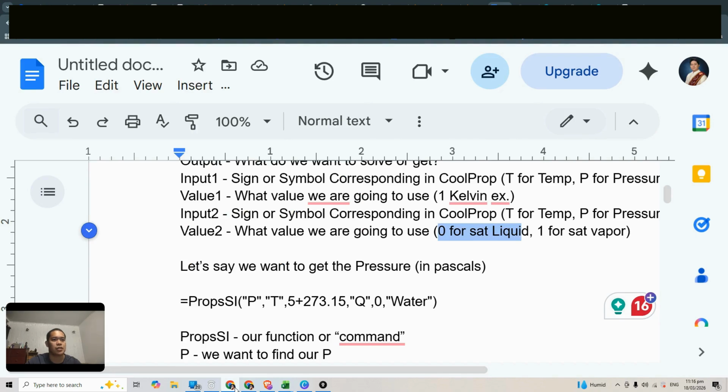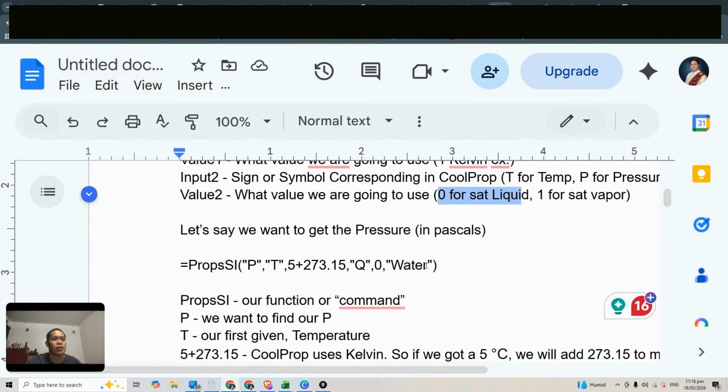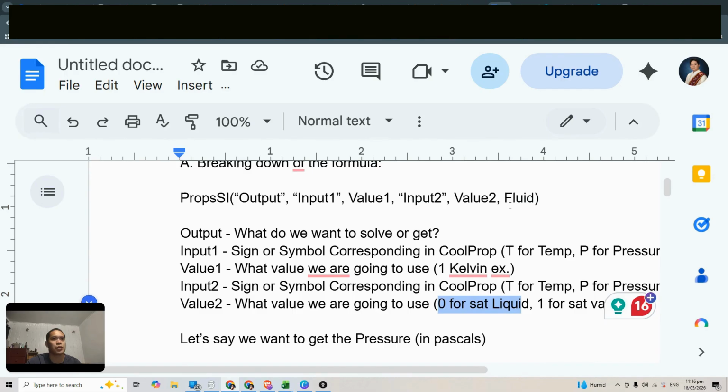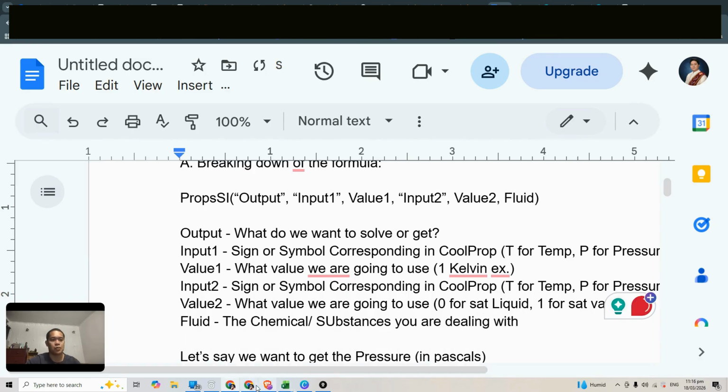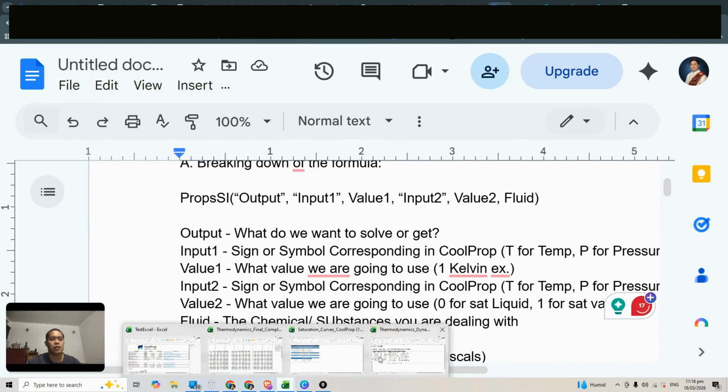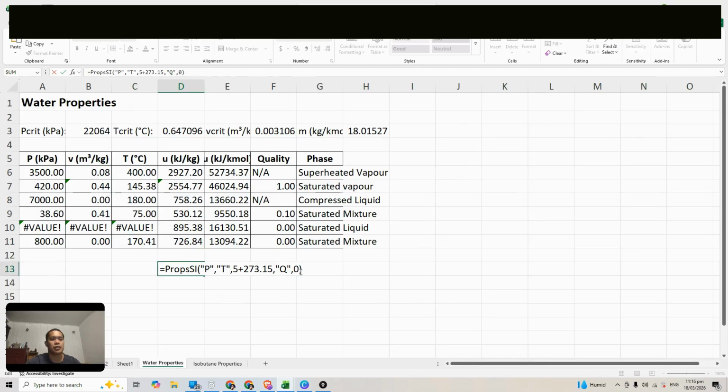Oh, I think I forgot something. Yep. Also in the end, we need to put the fluid. So this is the chemical or substance you are dealing with. Let's say, for example, this one we're talking about water. So let's go back here and add water. Let's hit enter.